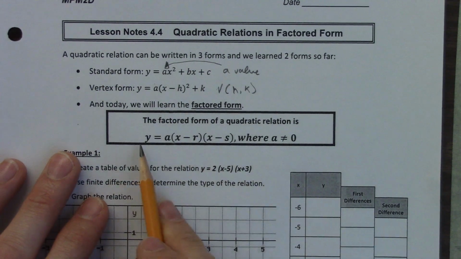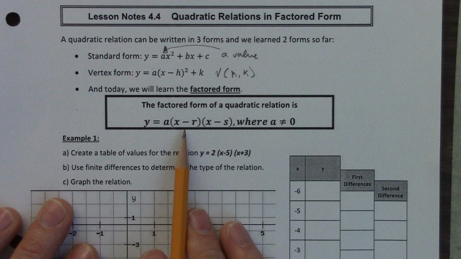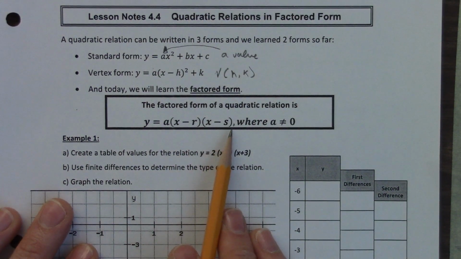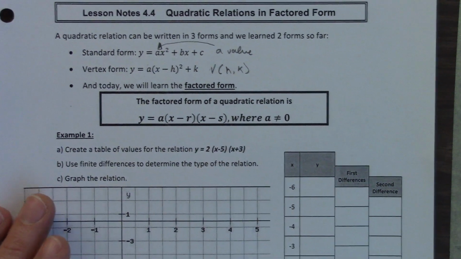Now in factored form, this is what we're going to be learning today. We get the new formula here, y equals A(x minus r)(x minus s), where A is not equal to 0. Okay.